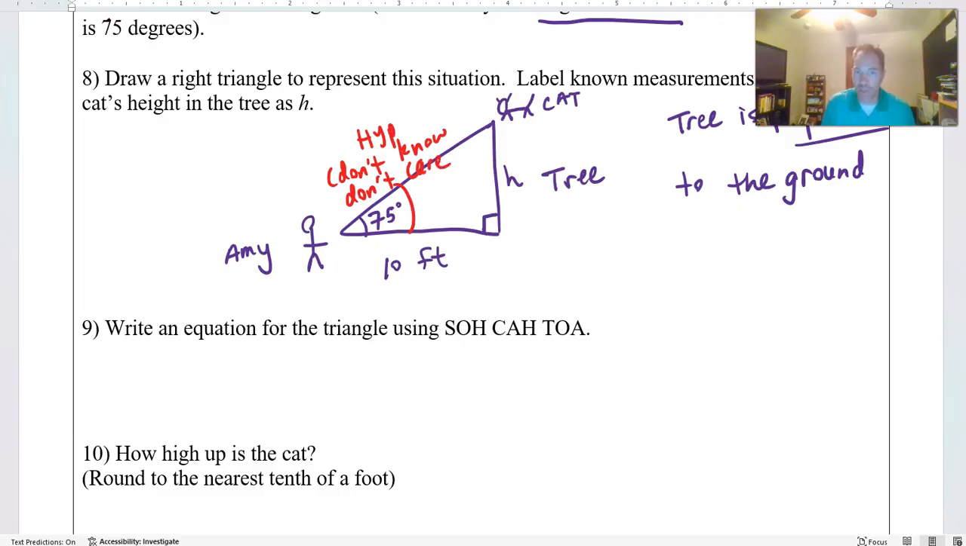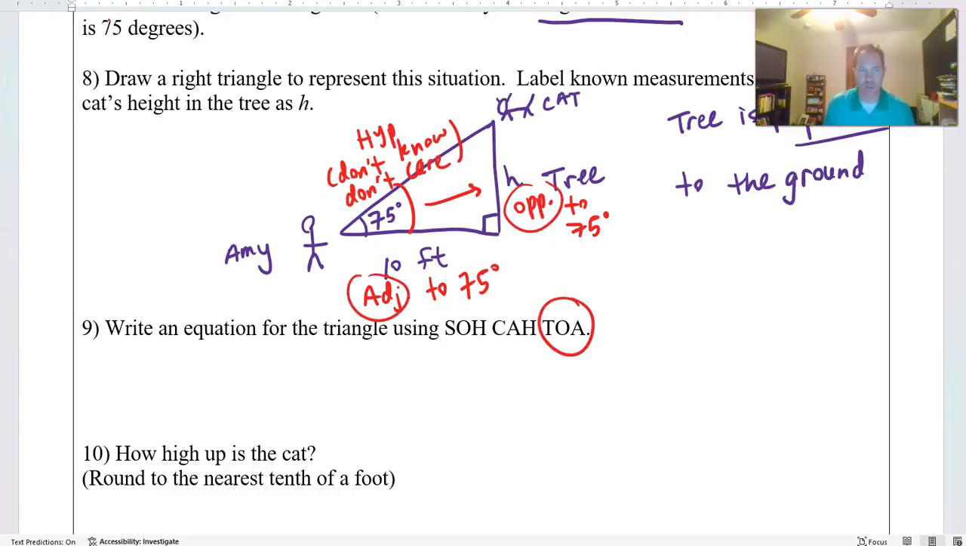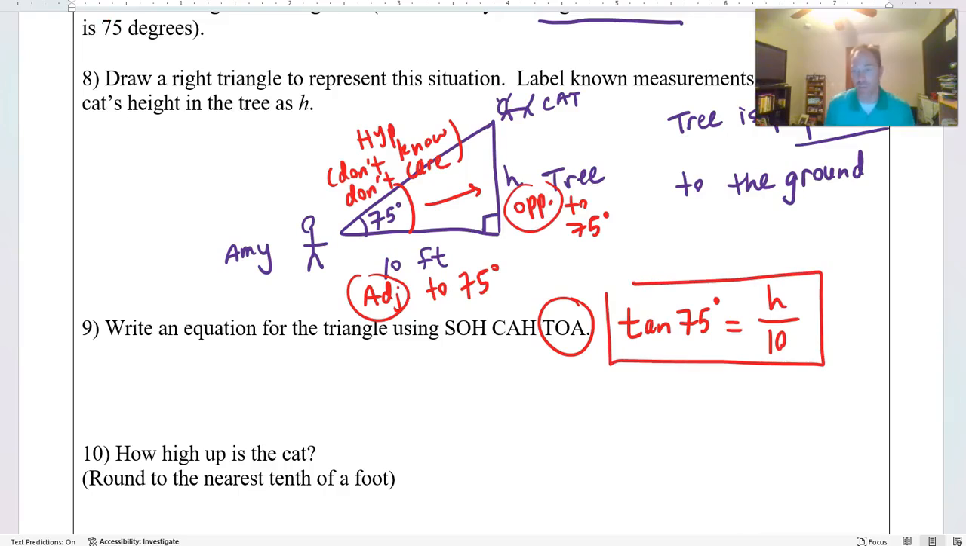So again, you might already say, I think I know which trig function, sine, cosine, or tangent we're going to use. Opposite to 75 is h. That's the opposite leg to 75 degrees, and the 10 feet is the adjacent leg to that 75-degree angle. So we're dealing with the opposite leg and the adjacent leg. SOH CAH TOA, that's tangent. So our equation would be the tangent of that 75-degree angle is equal to this fraction, the opposite leg of h over the adjacent leg of 10 feet. So there's our equation. That's all we had to do for number 9, write an equation.